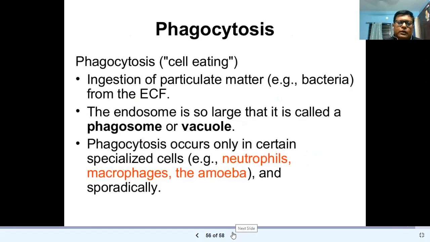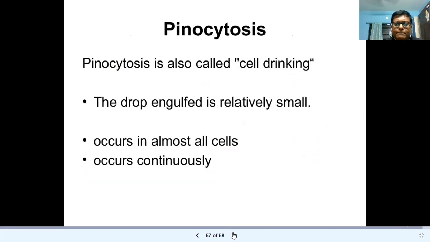Phagocytosis means ingestion of particulate matter, like bacteria. The endosome is large and is called a phagosome or vacuole. Phagocytosis occurs only in certain specialized cells like neutrophils, macrophages, etc. Pinocytosis is also called cell drinking. The drop of water engulfed is relatively small, and it occurs in almost all cells. It occurs continuously.